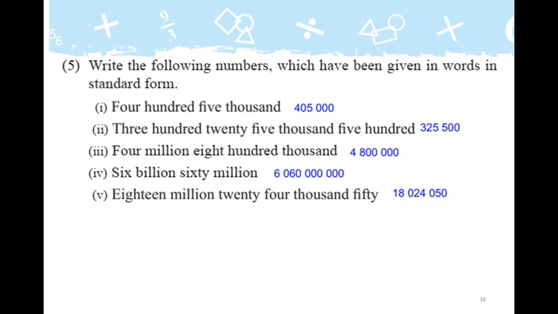Now let's look at the fifth one. Write the following numbers which have been given in words in standard form. Let's look at the first one. 405,000. We have only thousands. 405, right? 405 thousands. We have no units, so put 0. So every time, if there's no zone, then you have to put zeros. Okay, check the answers with this.